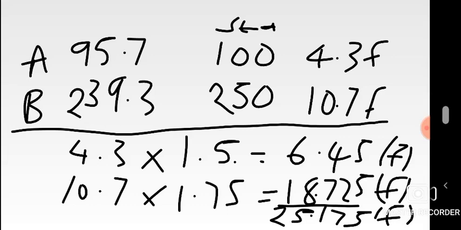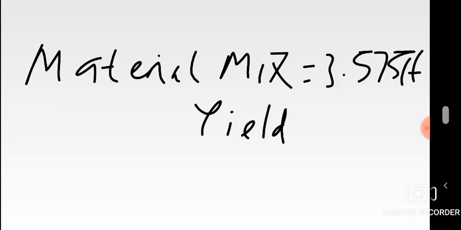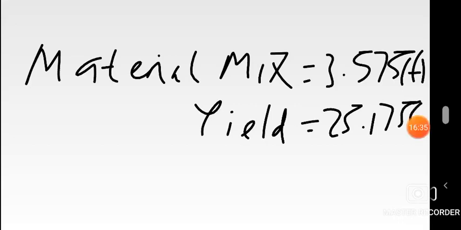Now we put these two figures, yield and mix, together to prove what we found in A, the material usage, so that we know that we are correct. So remember this figure on the screen. Go to your material mix, which we got as 3.575, favorable. Then yield, which came out as 25.175, favorable as well.